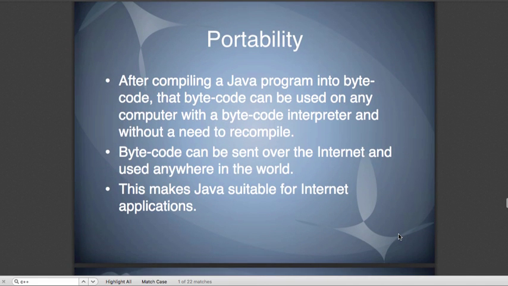So now our programs were portable. After compiling a Java program into bytecode, that bytecode can be used on any computer with a bytecode interpreter or virtual machine.